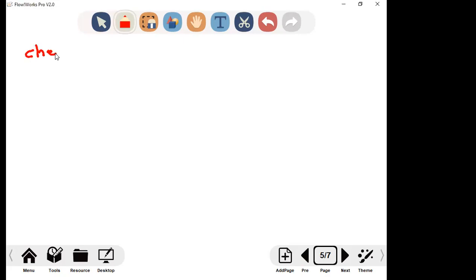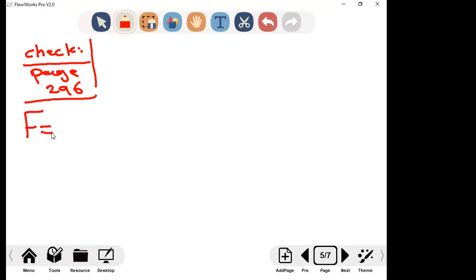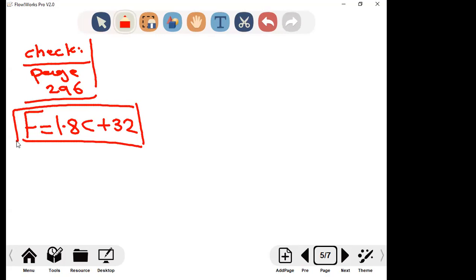We are on the check page. They gave us a formula to convert between Fahrenheit and Celsius. If you have a degree in Fahrenheit and you want to convert it to Celsius, or Celsius to Fahrenheit, you will use this formula: F equals 1.8 C plus 32. This formula is given from the question, and we use it to convert between Fahrenheit and Celsius. Do we agree on the formula? Continue.